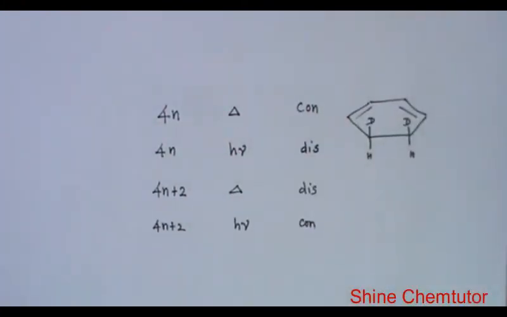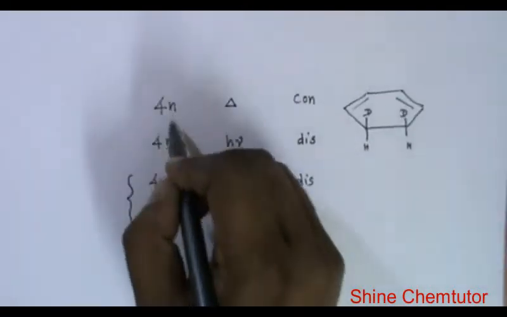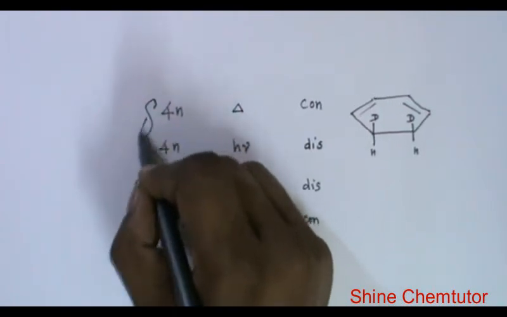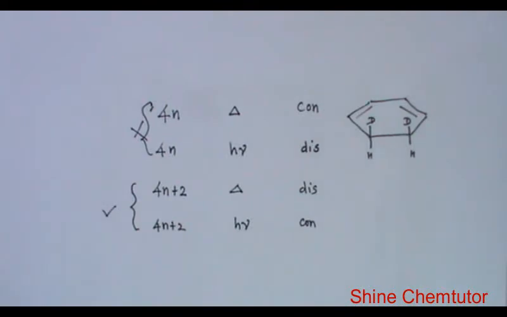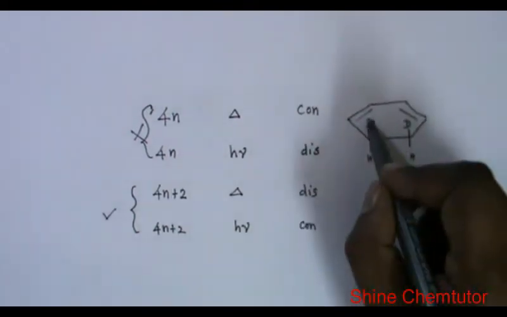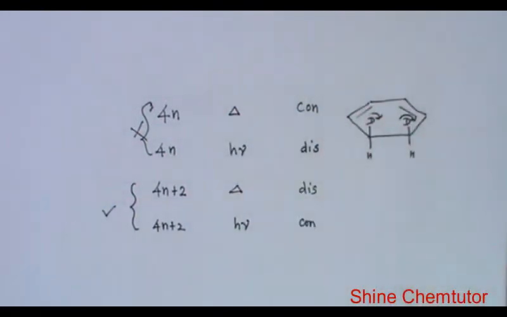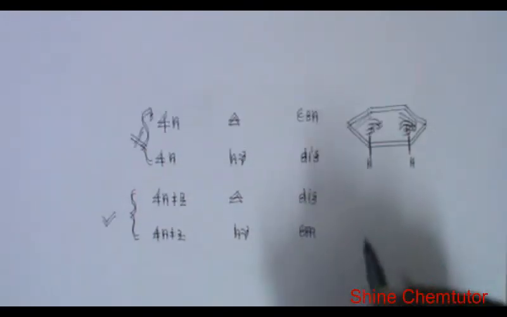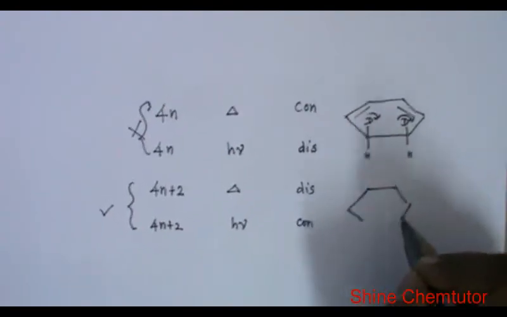Now it undergoes electrocyclic ring opening. So the number of electrons involved is 4n plus 2, that is 6. So you have to bother only about this, not this one. Now I go for con-rotation. Con-rotation, both are rotating in the same direction. So if I go for that, what I get will be something like this.